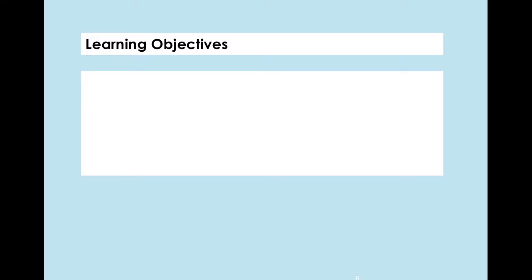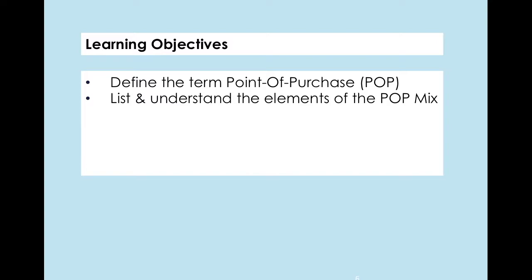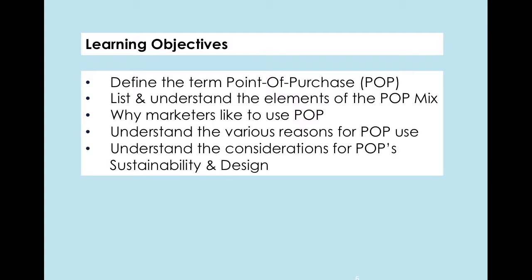Okay, for this week's lecture, we are going to talk about point of purchase. We need to understand what is point of purchase. There is two broad categories of point of purchase that we will go into. The different elements of the point of purchase mix and why point of purchase is so popular and the various reasons why marketers use point of purchase as well as the considerations for how you design a point of purchase in terms of its look and feel, how much items you can store, what materials you use.